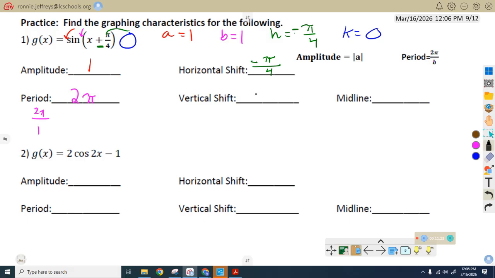All right, vertical shift. Does it move up or down any? No. So what could you write here? You could write none. You could write X. You could write not happening. Not today. Any of those would mean the same. And your midline is y equals whatever K is, 0. So bit by bit, piece by piece.